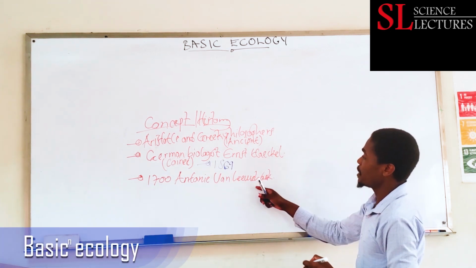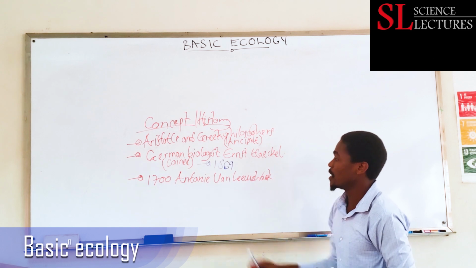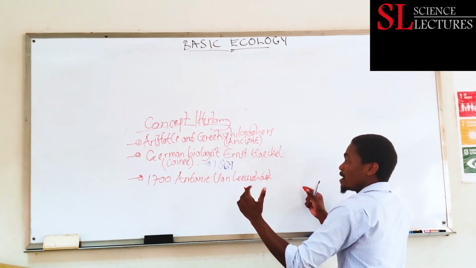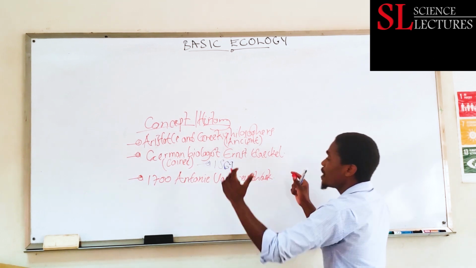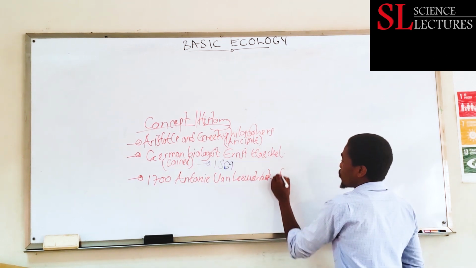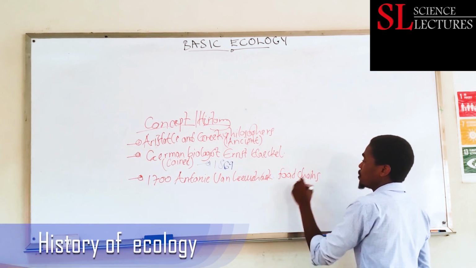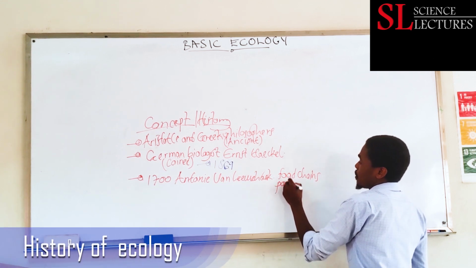And this guy, initially in 1700, was studying topics that deal with ecology. This man, Anton van Leeuwenhoek, had already made a deeper study of what we refer to as food chains. He had started his research in food chains and population structure.